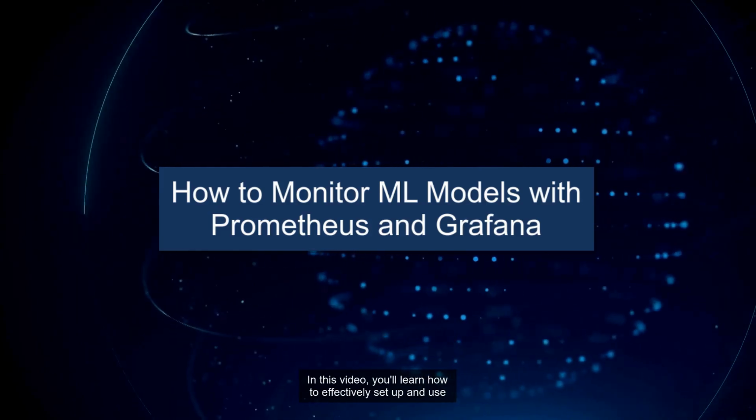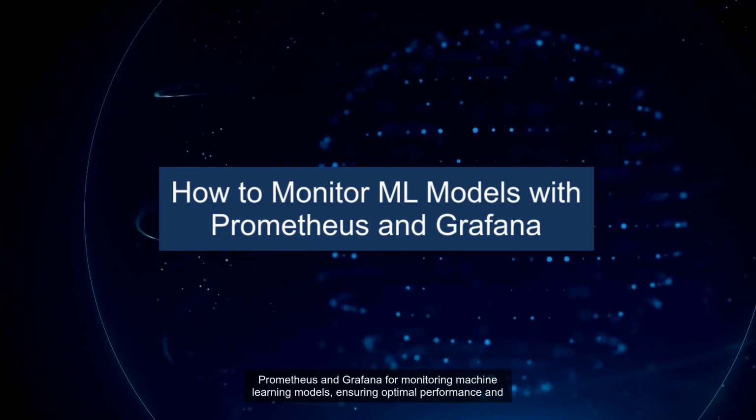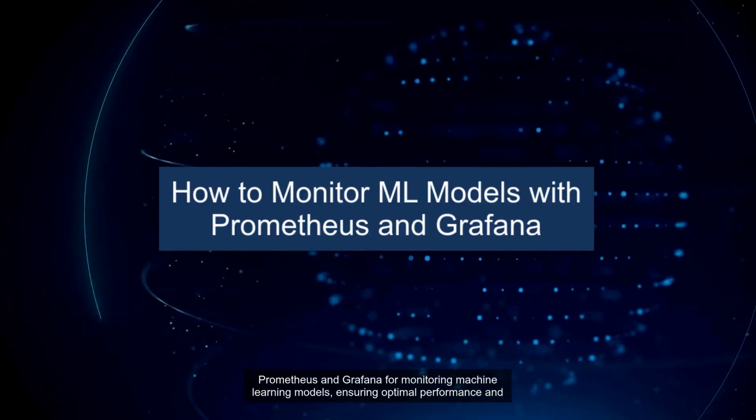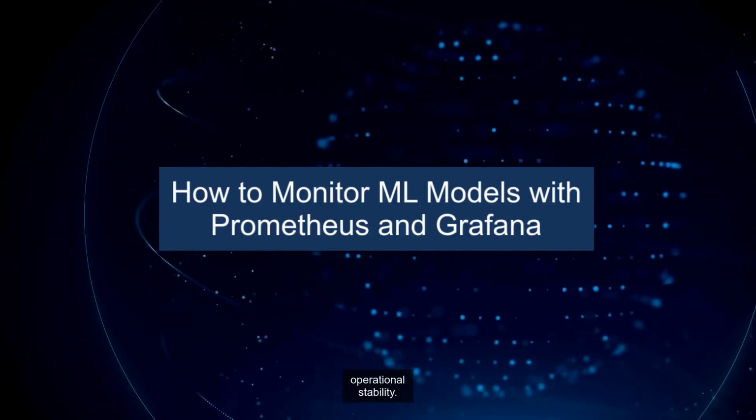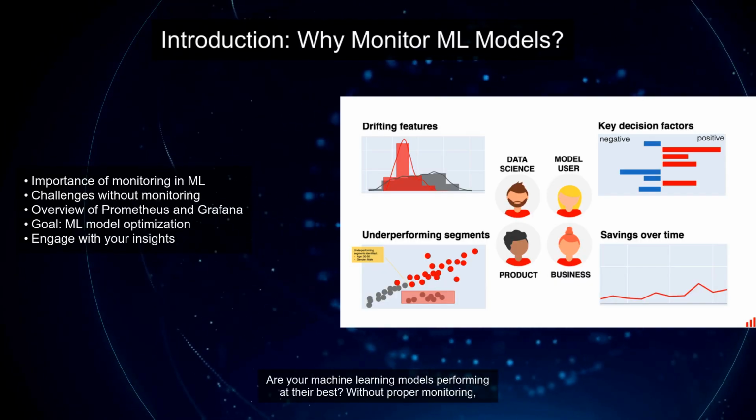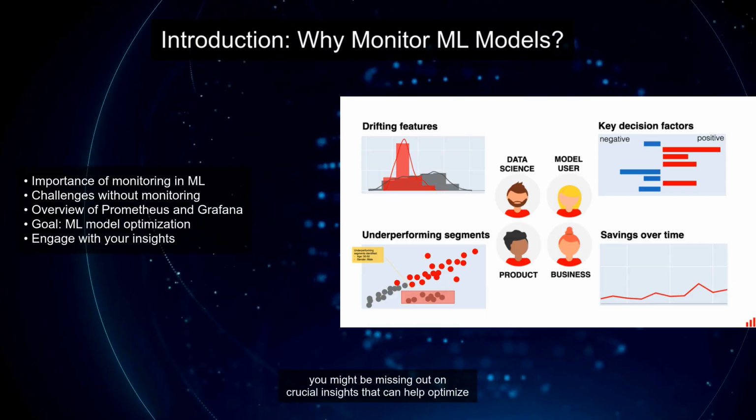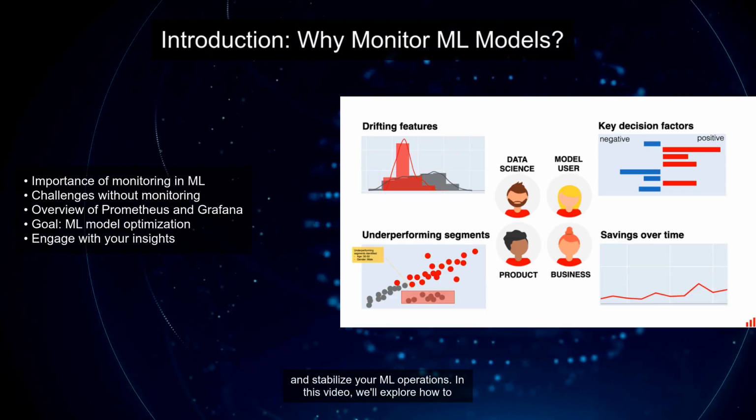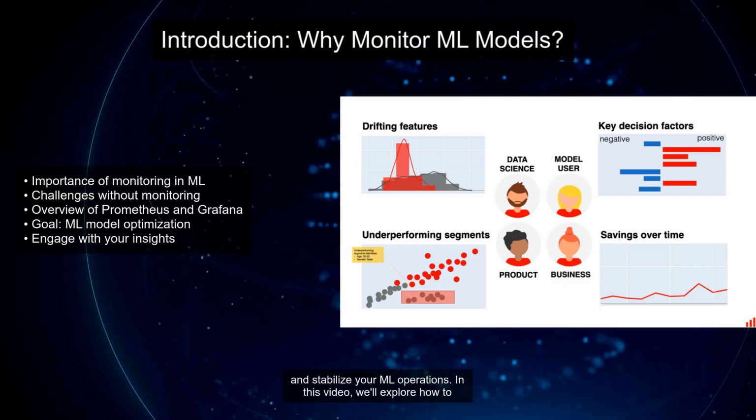In this video, you'll learn how to effectively set up and use Prometheus and Grafana for monitoring machine learning models, ensuring optimal performance and operational stability. Are your machine learning models performing at their best? Without proper monitoring, you might be missing out on crucial insights that can help optimize and stabilize your ML operations.